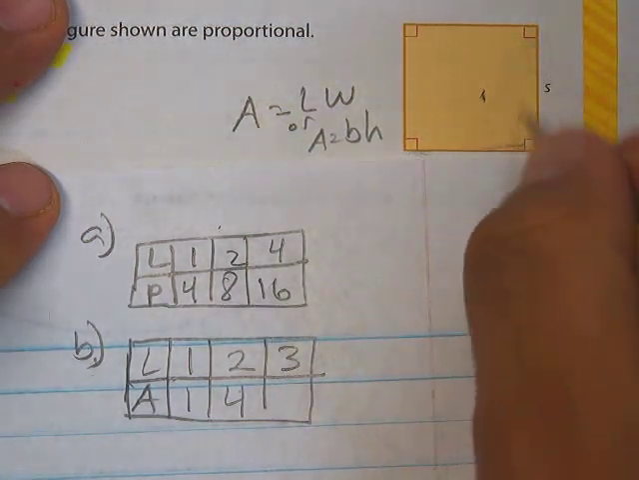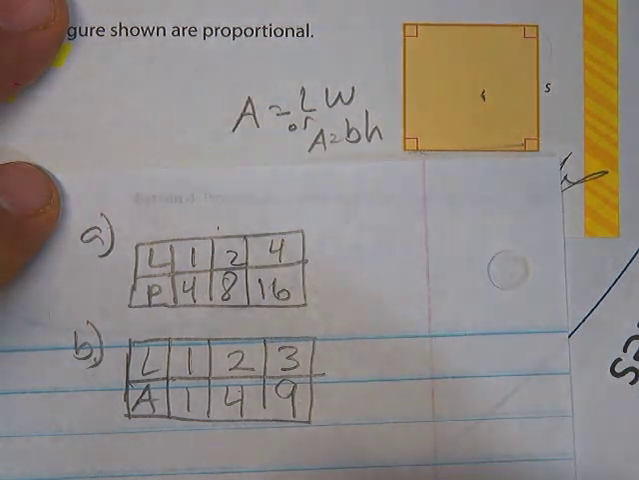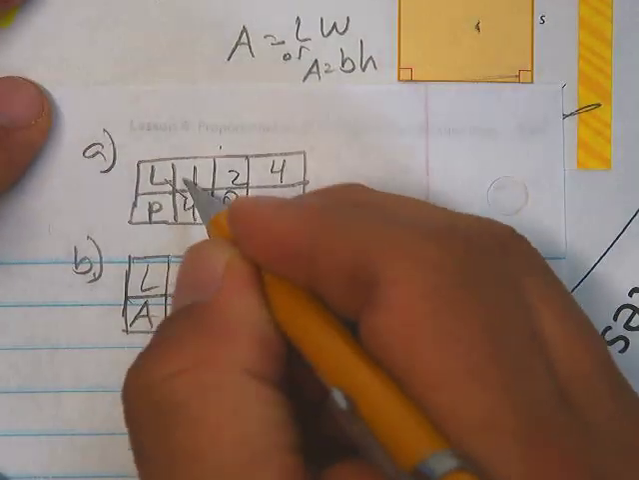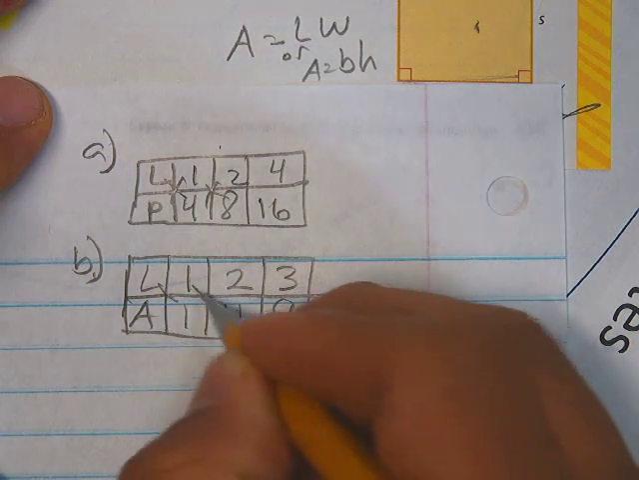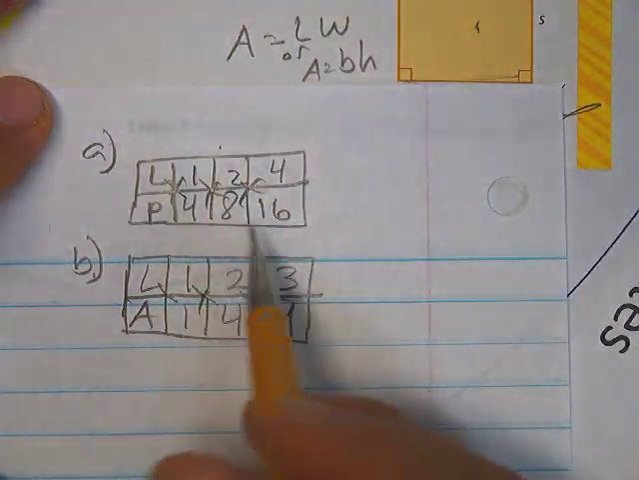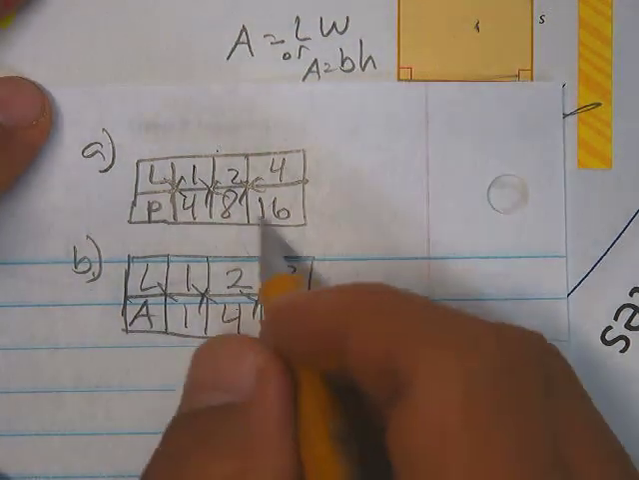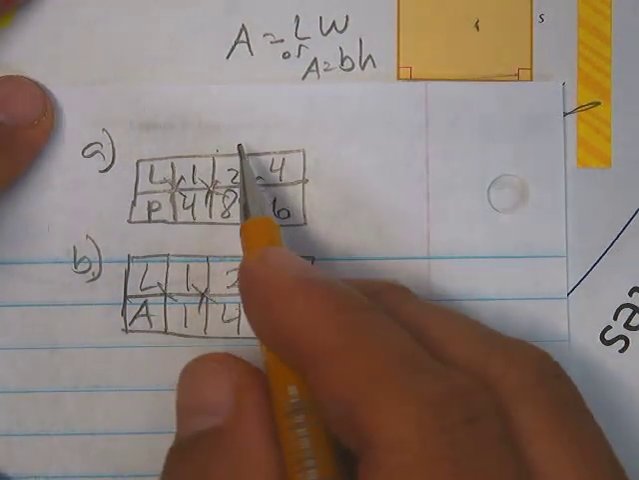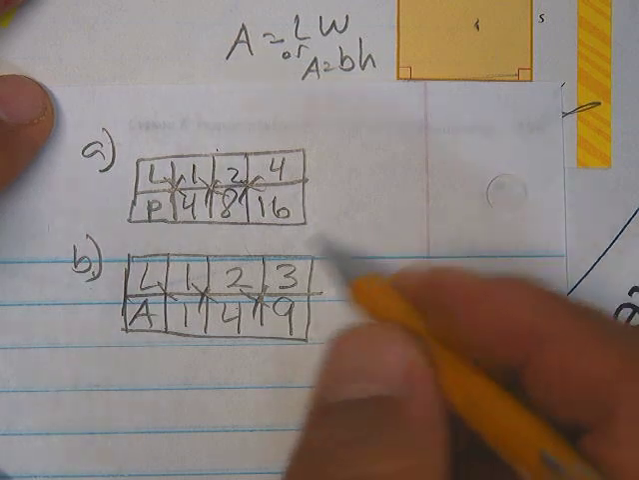What if the measurement is 2? Well, 2 times 2, not 2 plus 2. 2 times 2 is 4. And what if the length is 3? Well, 3 times 3 is 9.